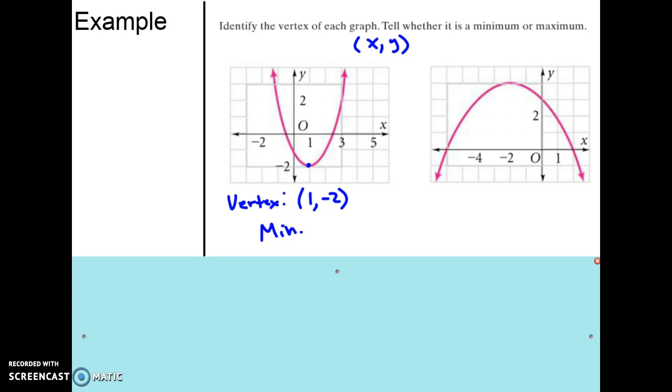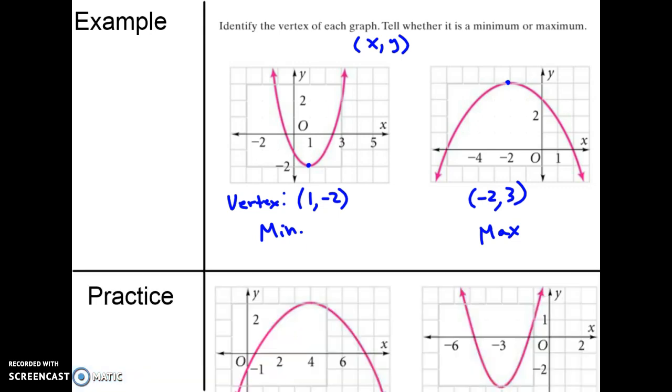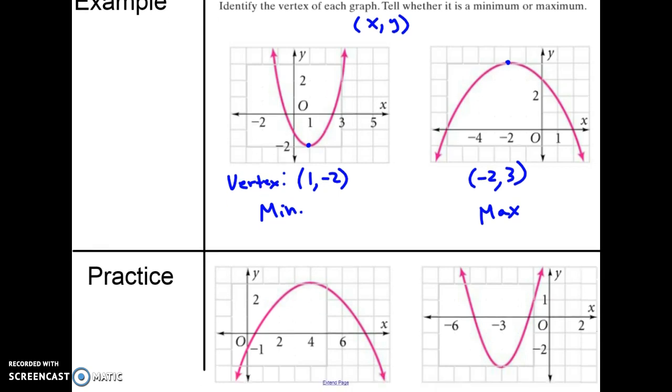For this parabola over here, we'd have a maximum, and that would be at -2, and we go up to 3 there. So we have -2, 3, and we have max. Go ahead and pause the video and do these two next. I will be going through them in just a few seconds, but pause the video and give these two a try on your own.